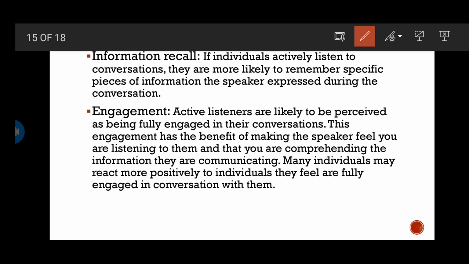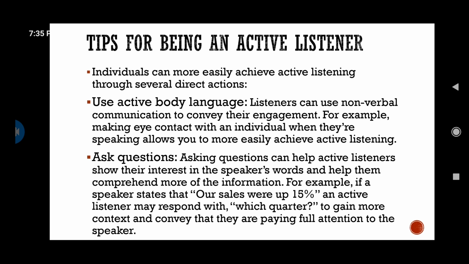This engagement has the benefit of making the speaker feel you are listening to them and comprehending the information they are communicating. Many individuals may react more positively to individuals they feel are fully engaged in conversation with them. If you are not engaged with the speaker, it comes under passive listening. You won't even understand anything. It's a waste of time, I think so.